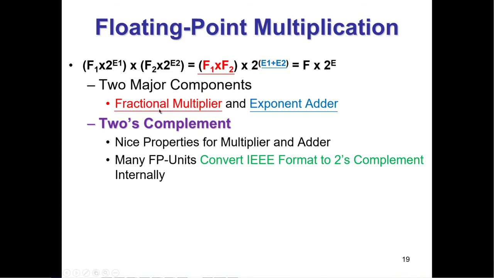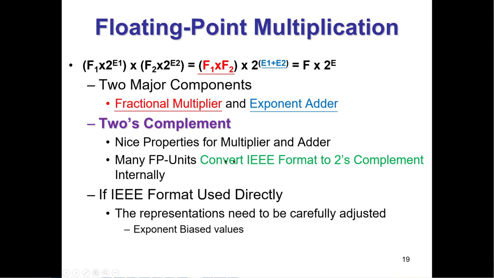So what we normally do when we actually do the math, we switch it out of IEEE 754 standard and do the math, this is where we often will use 2's complement. So many floating point units will convert the IEEE 754 format to 2's complement internally. If you do the IEEE 754 directly, then the representations have to be carefully adjusted because you have these biased exponents.